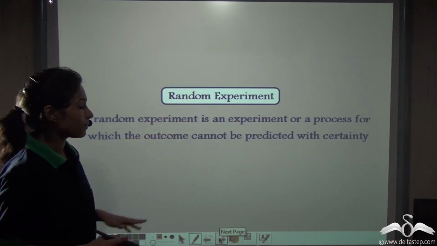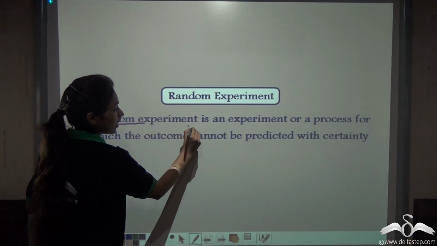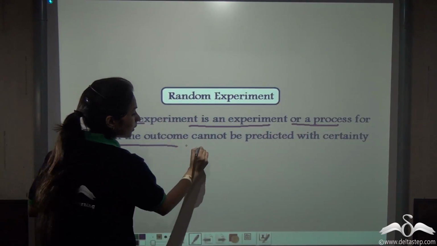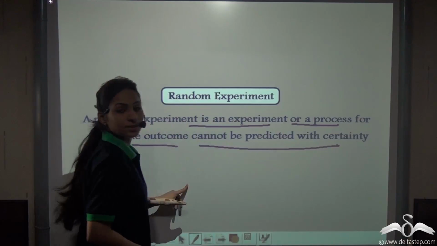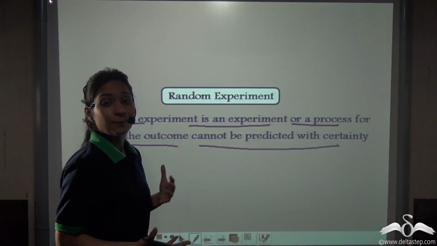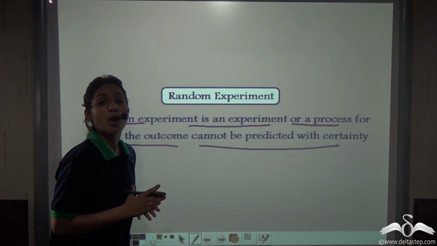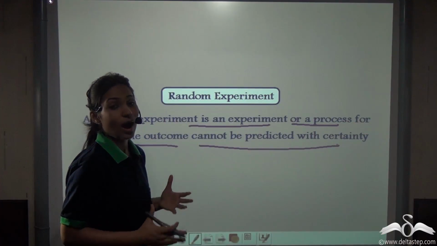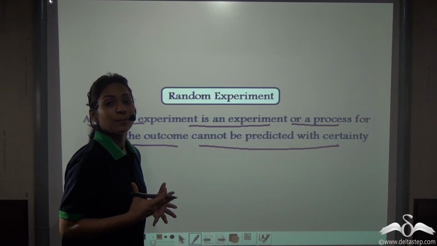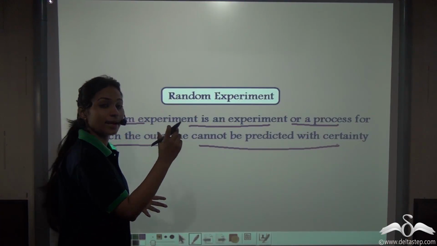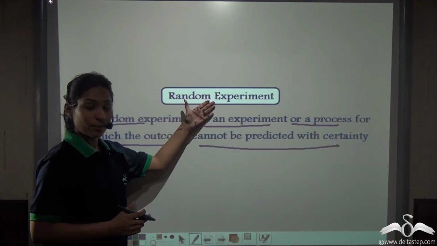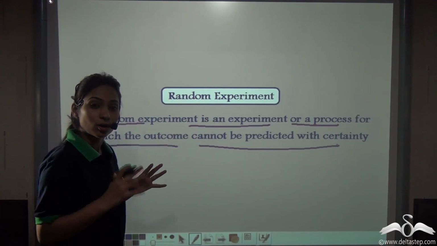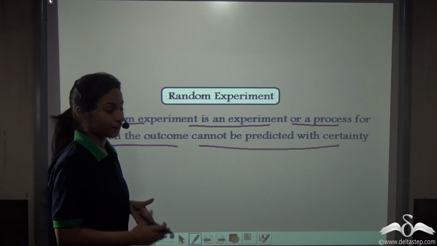Now what is a random experiment? A random experiment is an experiment or a process for which the outcome cannot be predicted with certainty. Like here, I may say to my friend that I know that India will win. But can I say that with certainty? Well, no. I have that confidence in my team, but it is not certain that India will win. So this experiment will be called a random experiment because we do not know the outcome of it with certainty.